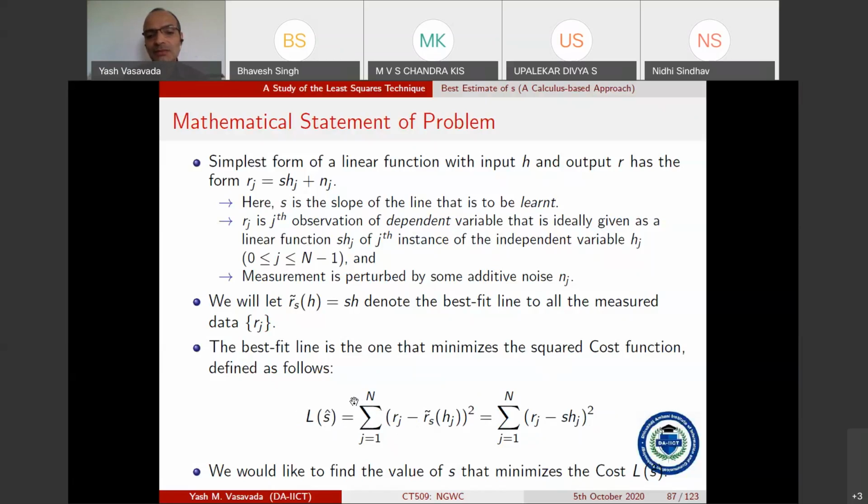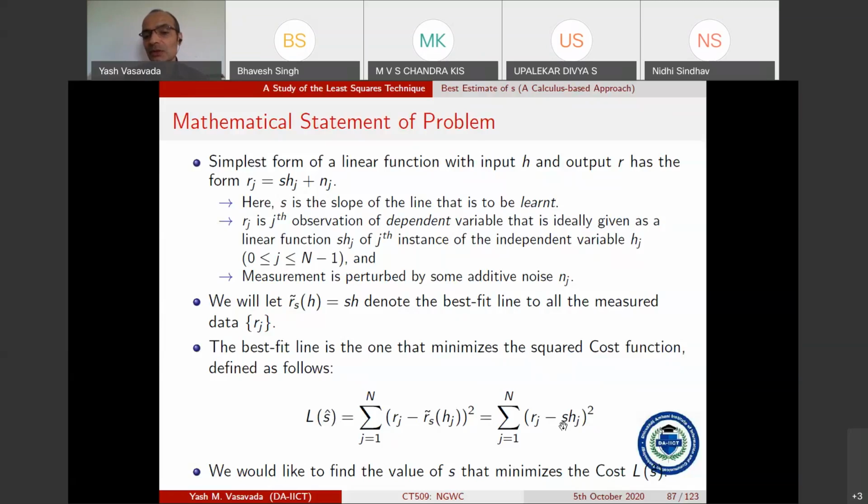There is an alternate version which multiplies this L of S hat with 1 over n. And then the corresponding equation becomes mean squared error, or MSE. So MSE is sometimes more frequently used, but that 1 over n multiplier doesn't change the statement of the problem. So either one is fine. Then the question becomes, how do I minimize this cost function, the MSE function or the SSE function?